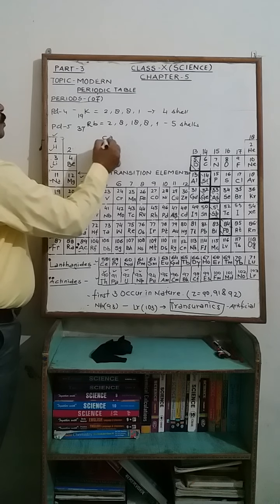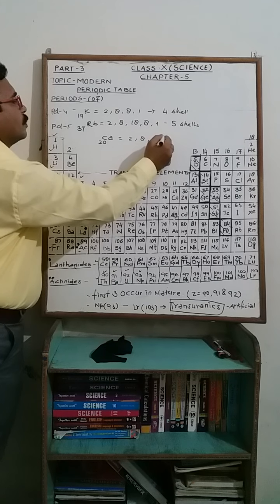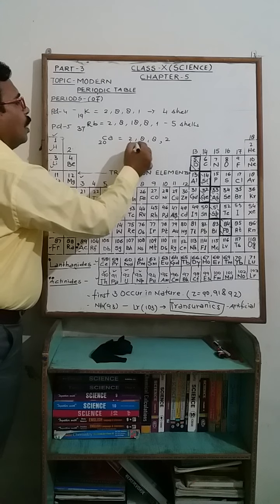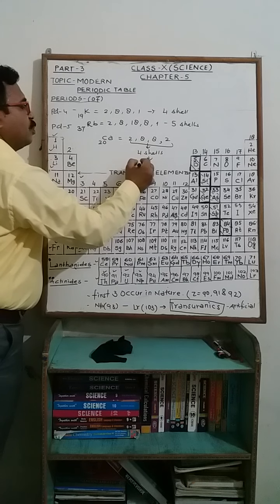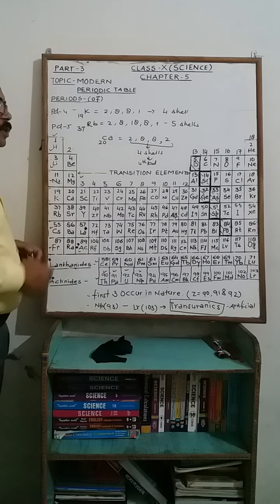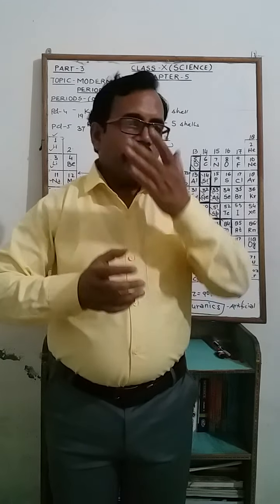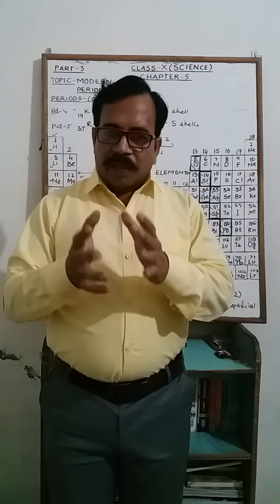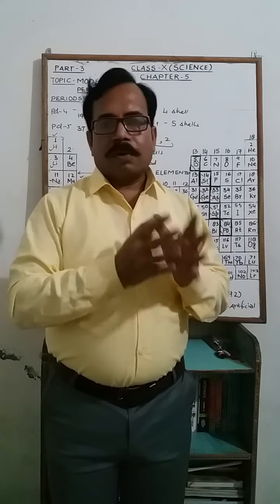Calcium, atomic number 20, 2, 8, 8, 1. 2, 8, 8, 2. How many shells? 4 shells. So which period? 4 shells means fourth period. Look, calcium 1, 2, 3 or fourth period. So with the help of electronic configuration of a particular element, you can easily know the actual number of period in which this element belongs to.